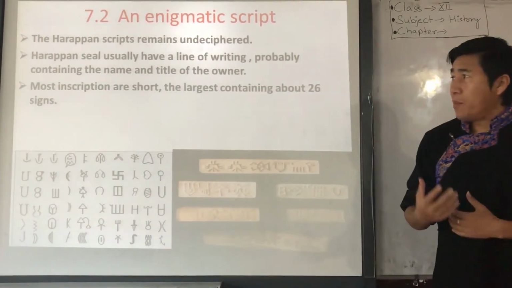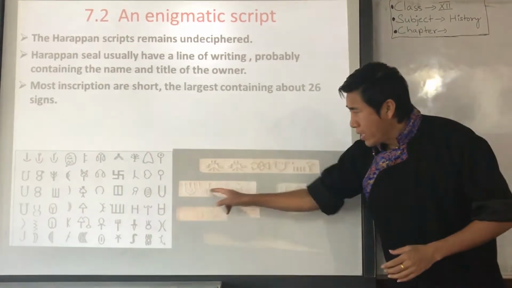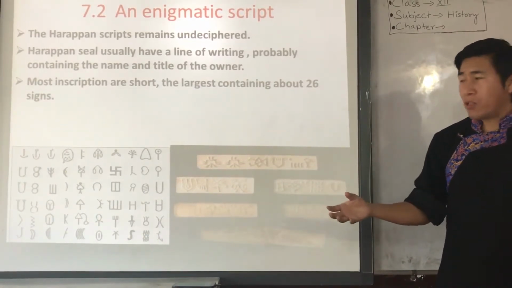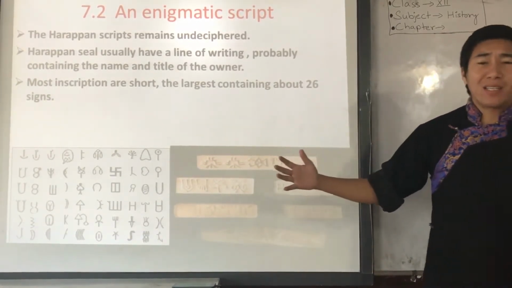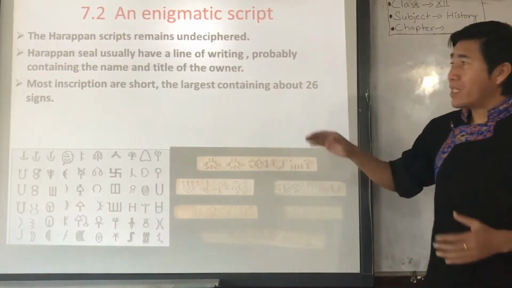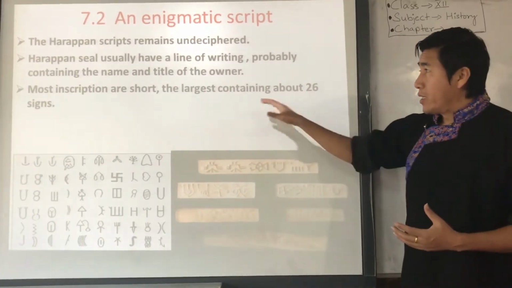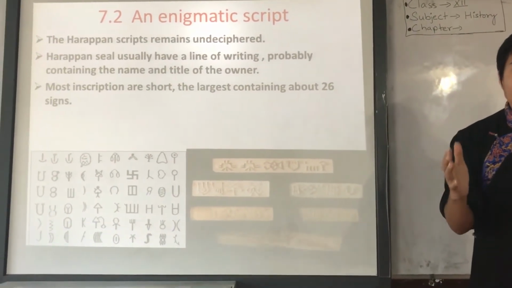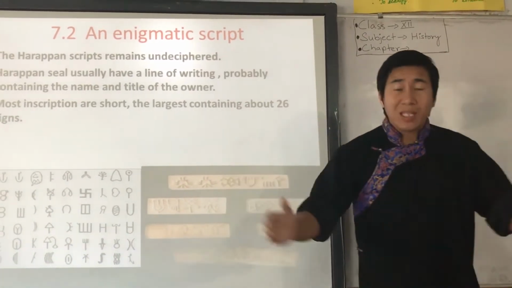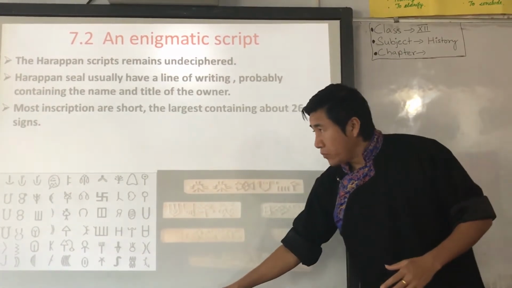And see, most inscriptions found in Harappa are really short, just like that, only containing 5 or 6 signs, or alphabet, you may call it. But the longest seal Harappans have written contains 26 signs, or you may call it alphabet or whatever it is. Most of the inscriptions found in Harappa are small, just like this. And the longest one contains 26 signs. Got it?